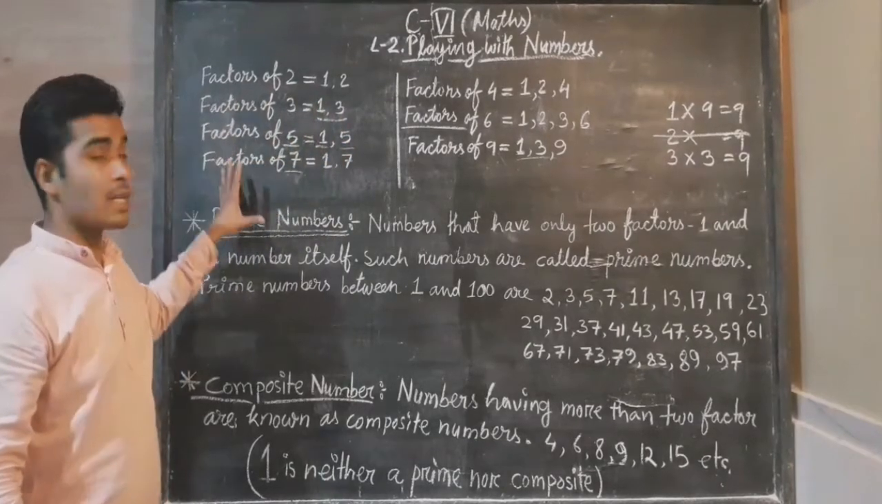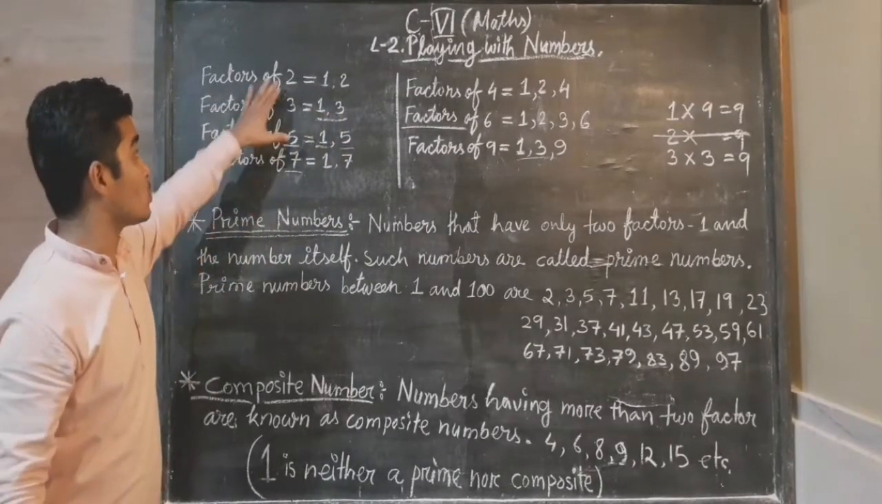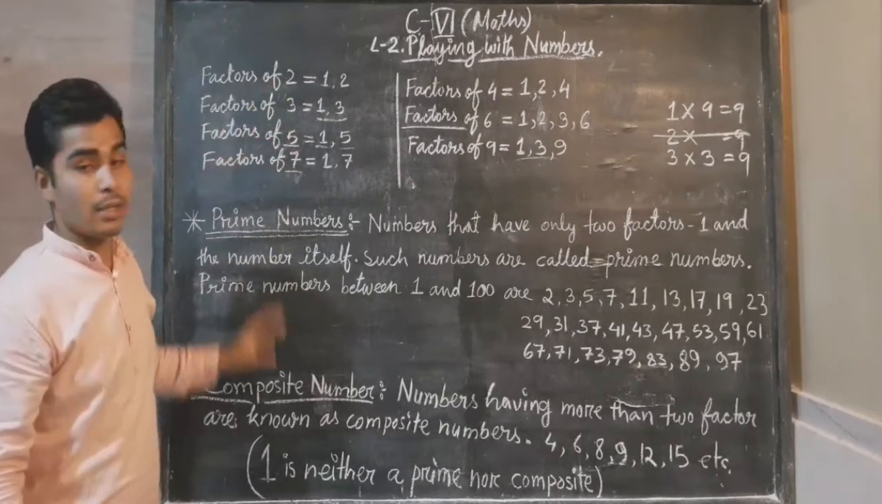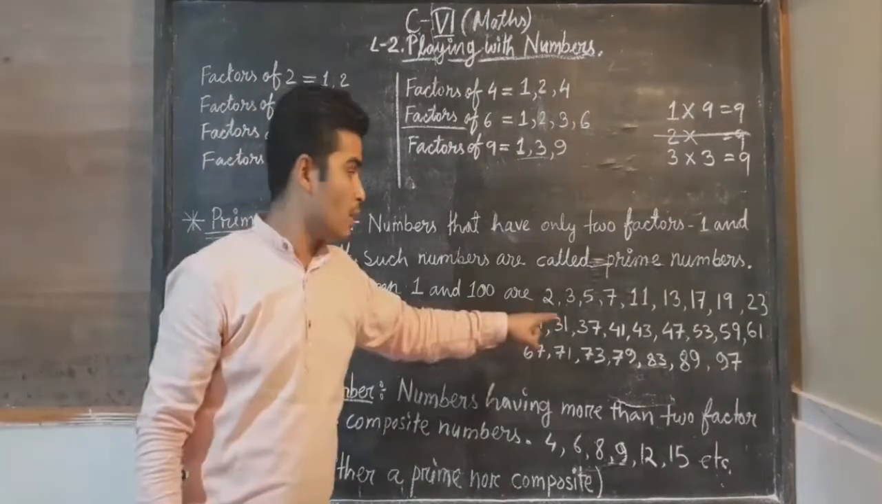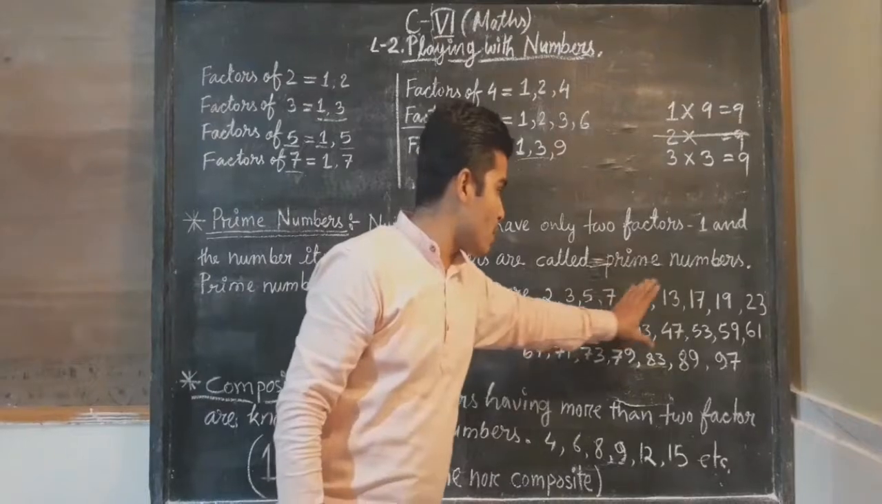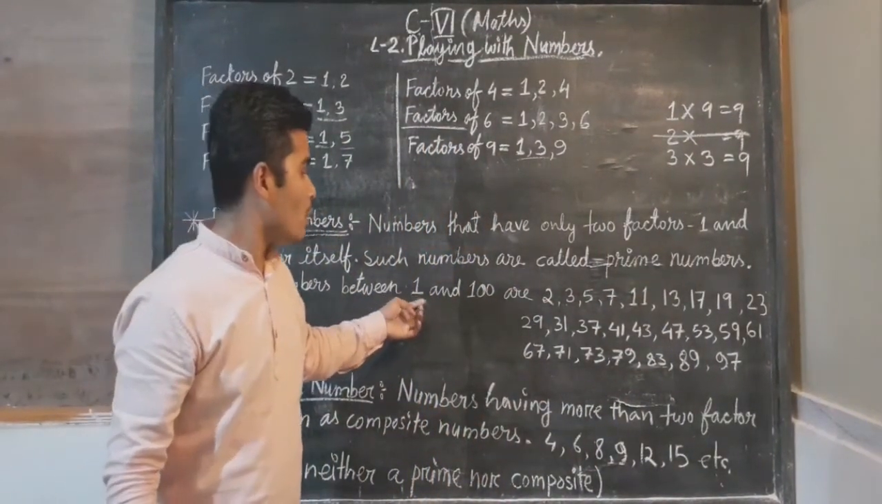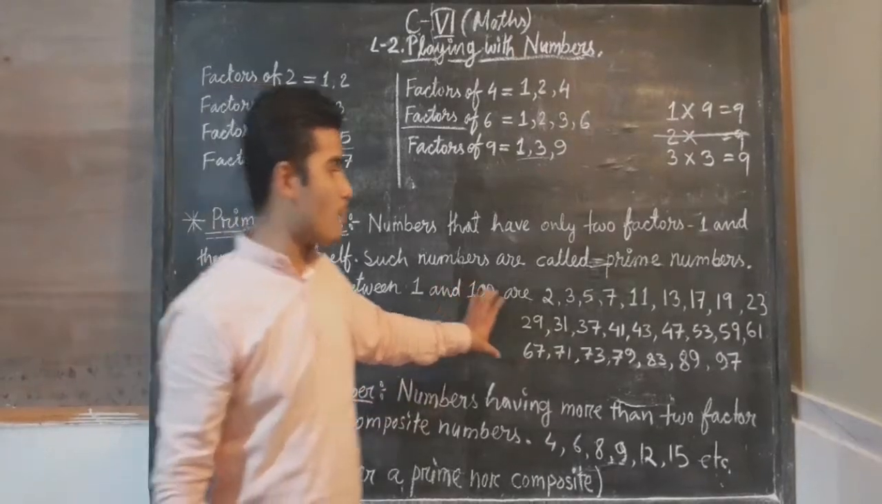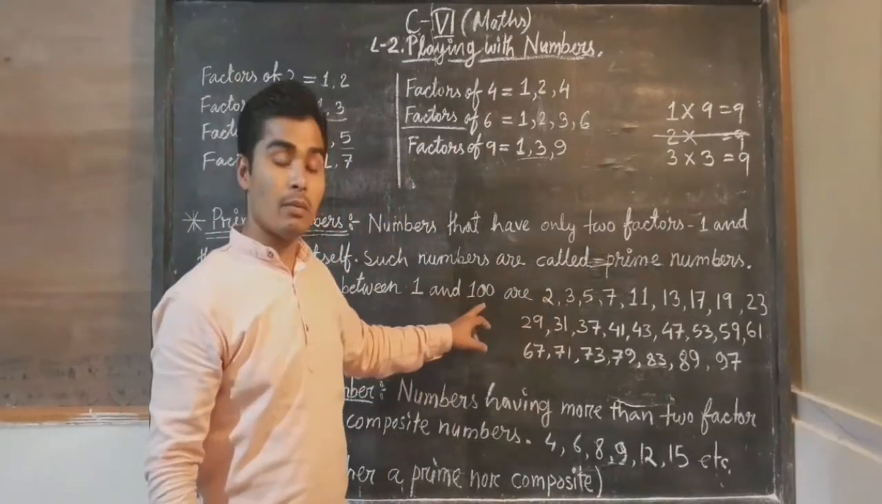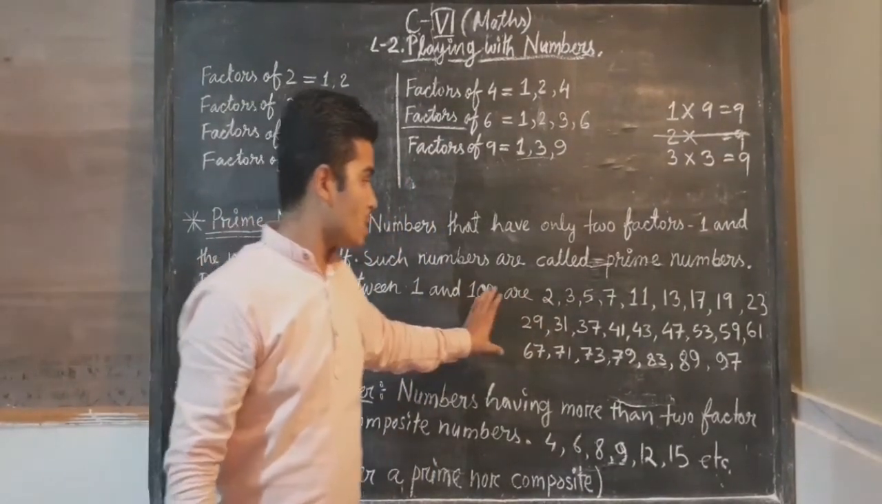So the numbers which have exactly 2 factors are called prime numbers. So 2, 3, 5, 7, these are prime numbers. And these are the prime numbers which we find between 1 and 100. There are 25 prime numbers between 1 and 100. So these are the prime numbers.